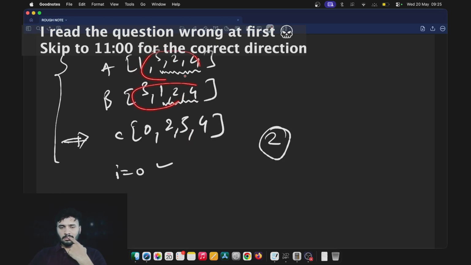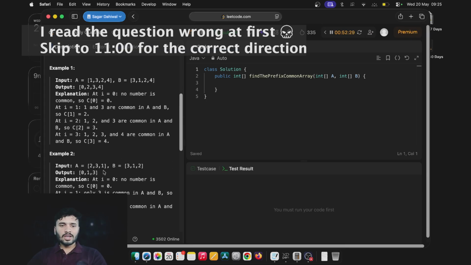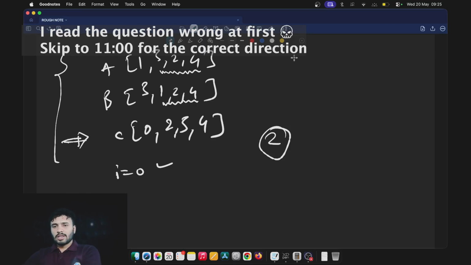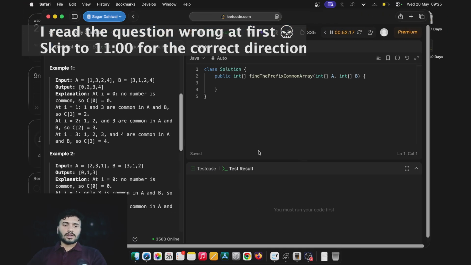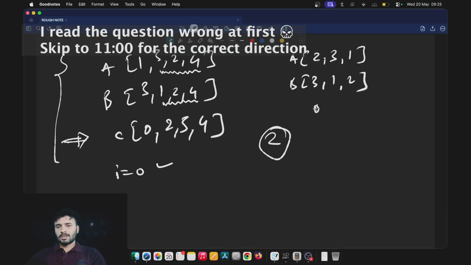Similar for this one, but since it's not clear for me, I'll take another example to understand it better. So 2, 3, 1 and 3, 1, 2. So the answer is 0, 1, 3.